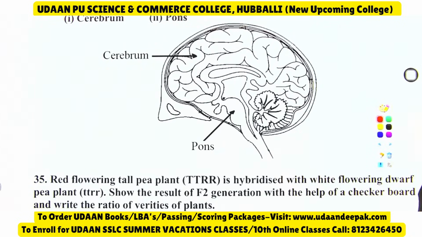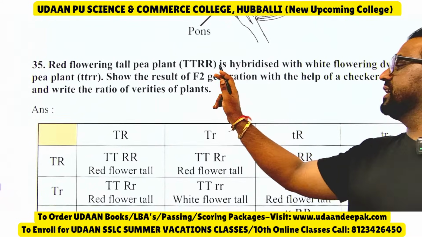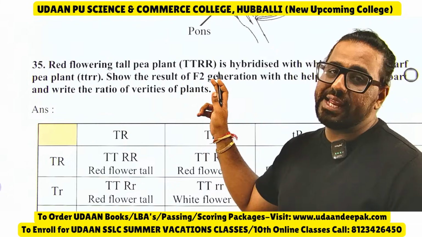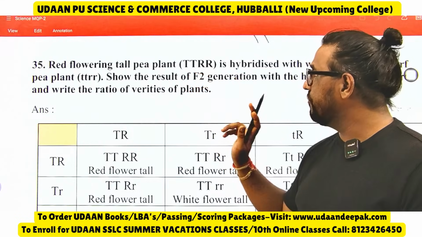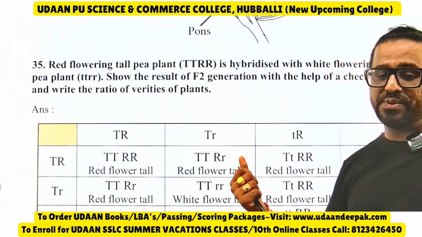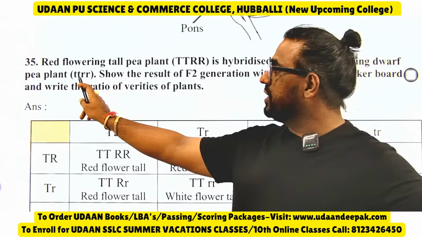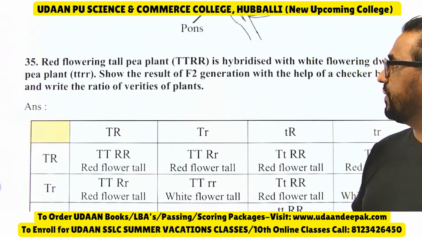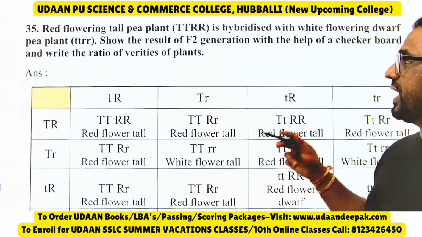Okay, then a red flowering tall pea plant. Capital T indicates tall is dominant and capital R indicates red is dominant. So T is for tall and R is for red. It is hybridized, that is crossed, in Mendel's experiment with a white flowered dwarf plant. So small t is for dwarf and small r is for white. Show the results of the F2 generation with the help of a checkerboard and write the ratio of varieties of plant.